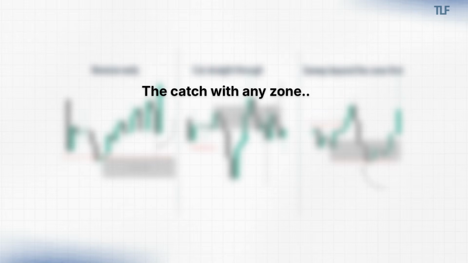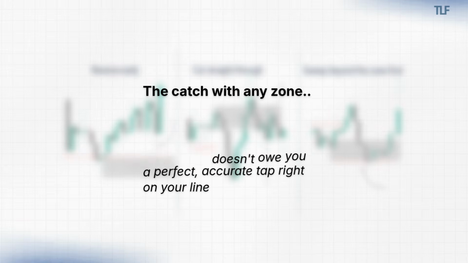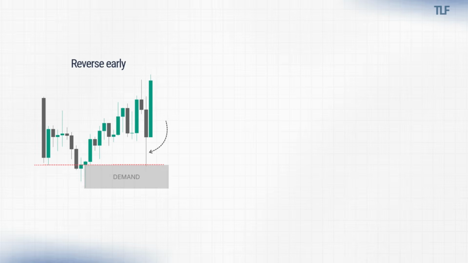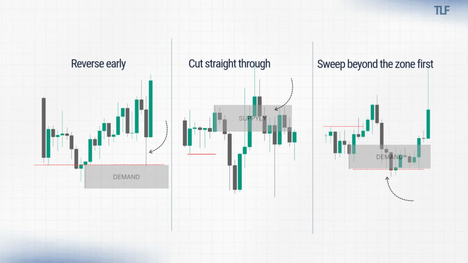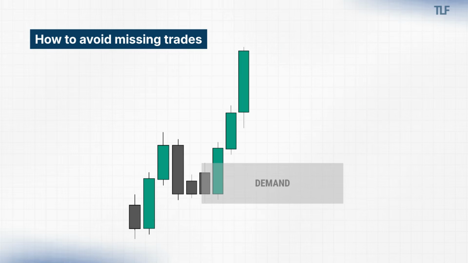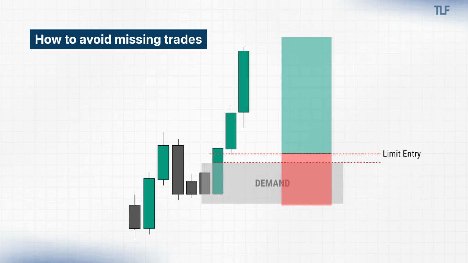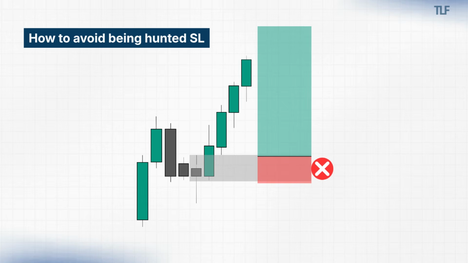But the catch with any zone, the market doesn't owe you a perfect, accurate tap right on your line. Sometimes, price gets incredibly hot and reverses early. Other times, it cuts straight through the front of your zone to grab deeper orders before flying. To stop missing trades and stop getting hunted, you need 2 quick adjustments. To avoid getting left behind, place your limit entry a spread or 2 above the actual start of the demand zone. That way, a quick graze is enough to fill you. To avoid stop loss hunts on tight ranges, don't crowd a small zone.